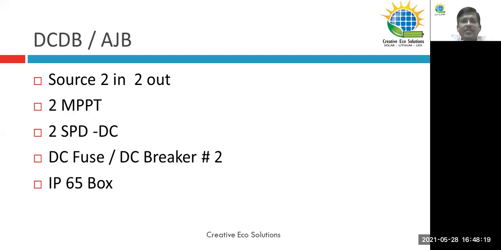Why do we have a DCDB box? For two reasons. One, it acts as a circuit breaker. You have a DC breaker inside. It could be in the form of a DC fuse, or it could be a double pole DC breaker. Right? We will have two breakers to have control on these two strings, and it will be enclosed in an IP65 box. And I'll have two SPDs.